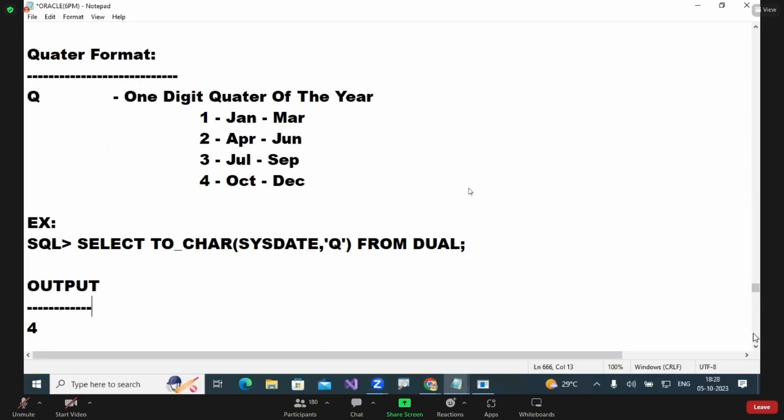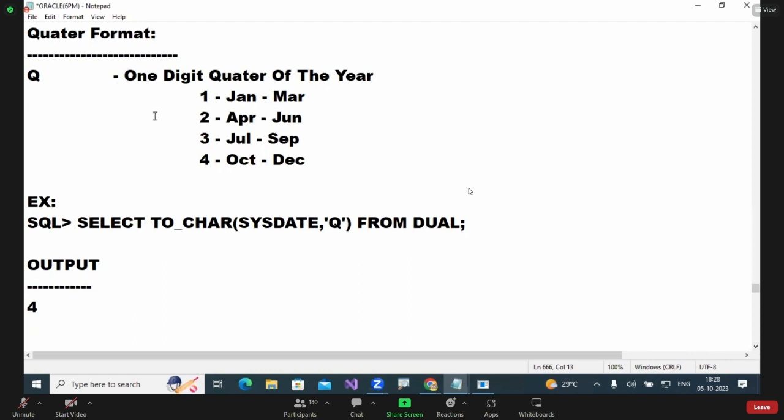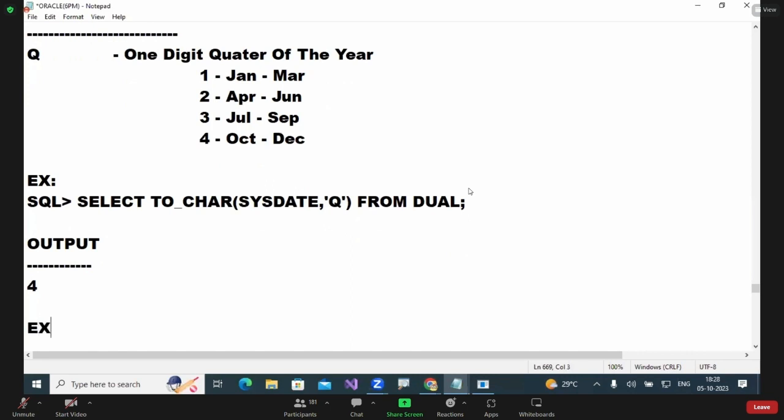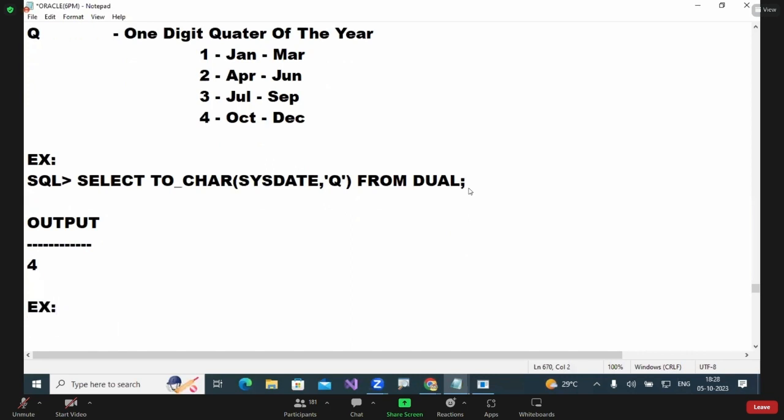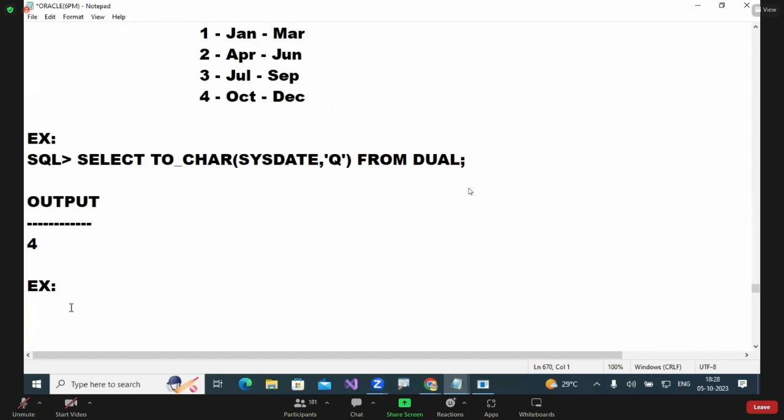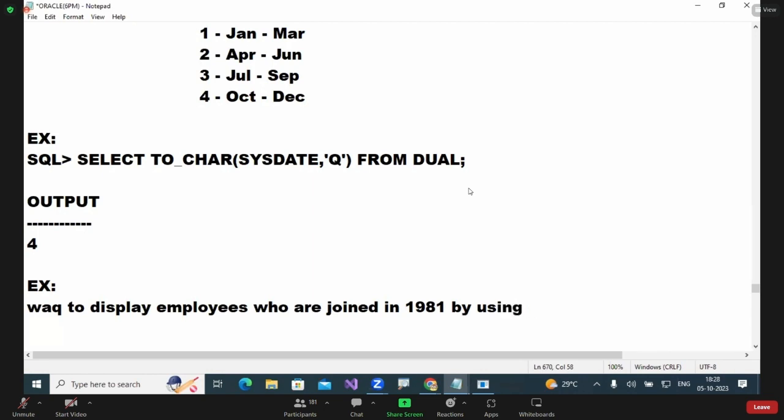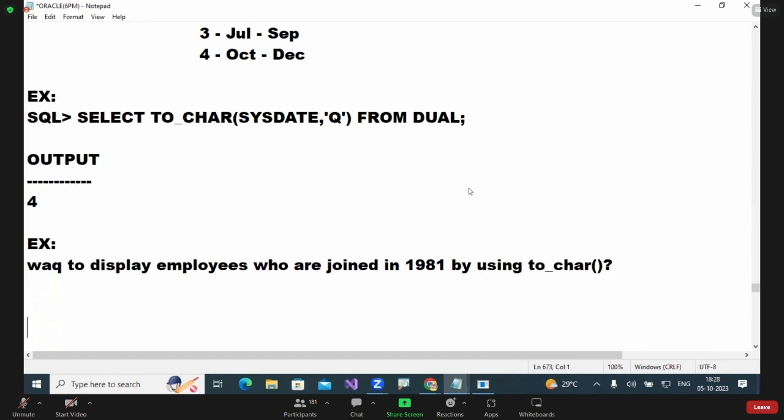Okay. So these are the date format intervals. But how are we using these intervals in our examples? Let's go for some examples we will discuss now. So take the first example. Write a query to display employees who joined in 1981 by using the TO_CHAR function.